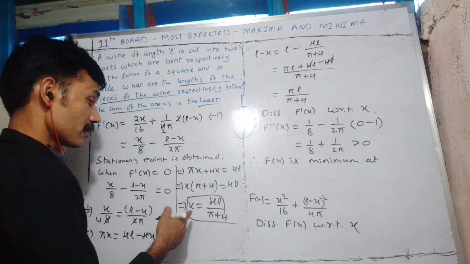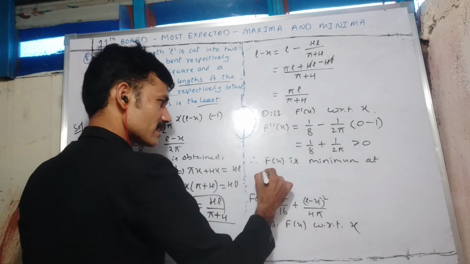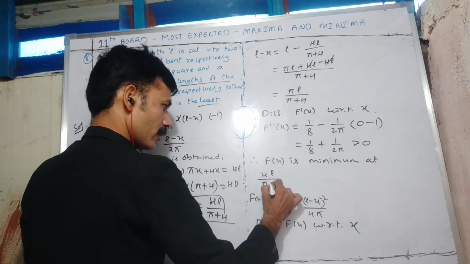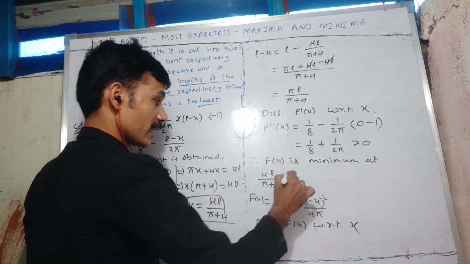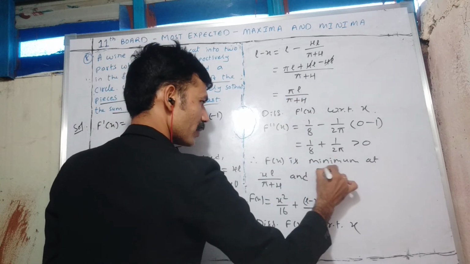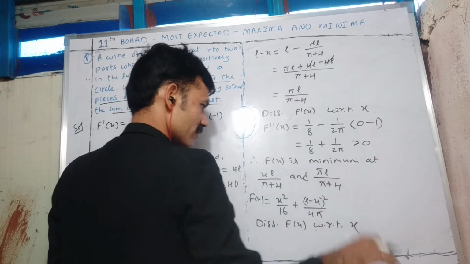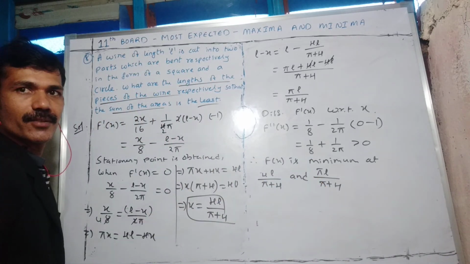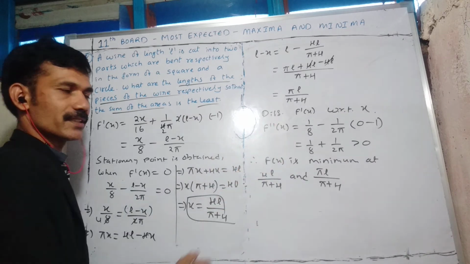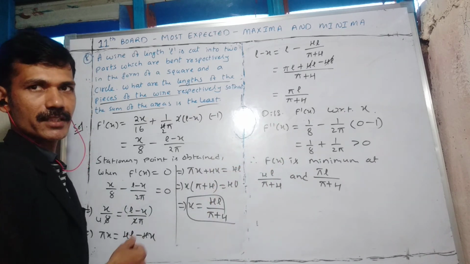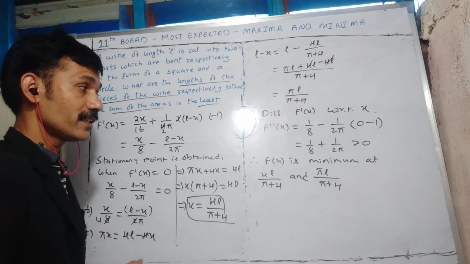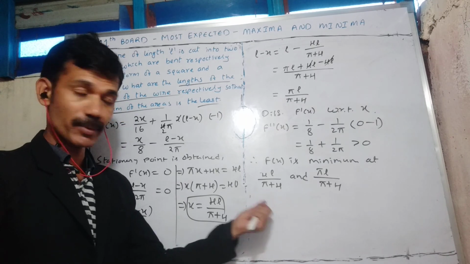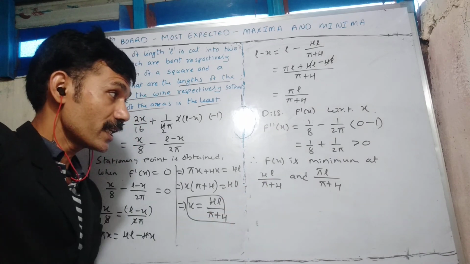Minimum when the wire is cut into 2 parts, no? The 2 piece length we have to write. One piece length is 4L upon π plus 4, and another piece length is πL upon π plus 4. This is the conclusion. They told sum of the areas is least. Okay. Here f''(x) we got greater than 0, therefore we will get minimum or least sum only. When we have cut the wire into two parts, when one part is 4L upon π plus 4, another piece length is πL upon π plus 4.